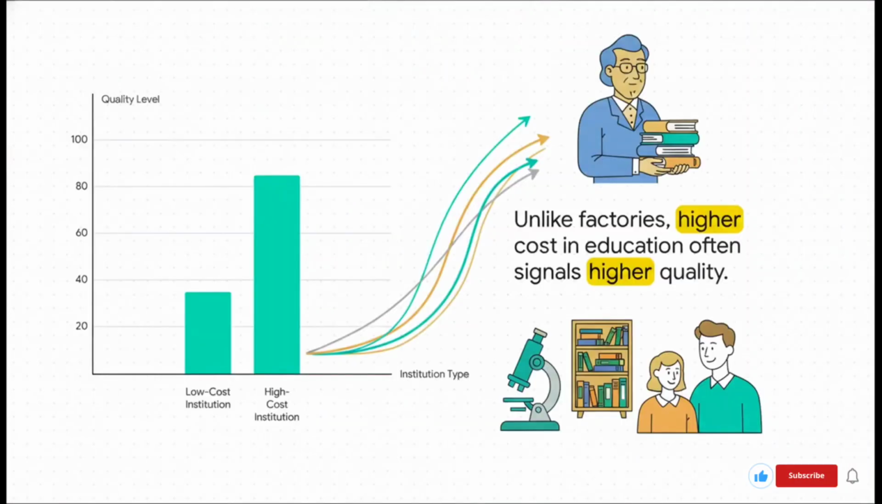So why does that happen? Well, think about it. Better, more experienced teachers, they cost more. Modern, state-of-the-art labs, they cost more. Great student support services, you guessed it, they cost more too. All these things drive up the cost per student, but they also massively boost the quality of the education you receive.